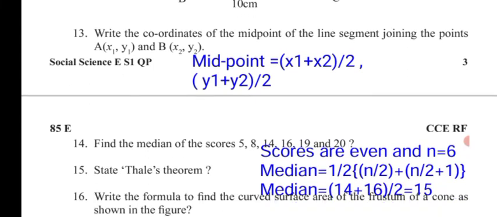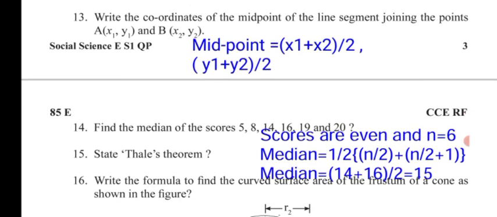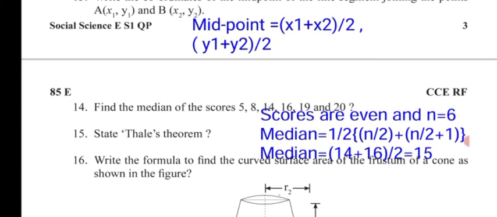Next, 14th question. Find the median of the scores 5, 8, 14, 16, 19 and 20. They are arranged in ascending order. So scores are even. Total numbers n is equal to 6. 6 numbers are there. So since it is an even number, we have to know that the median formula becomes half of n by 2 plus n by 2 plus 1.